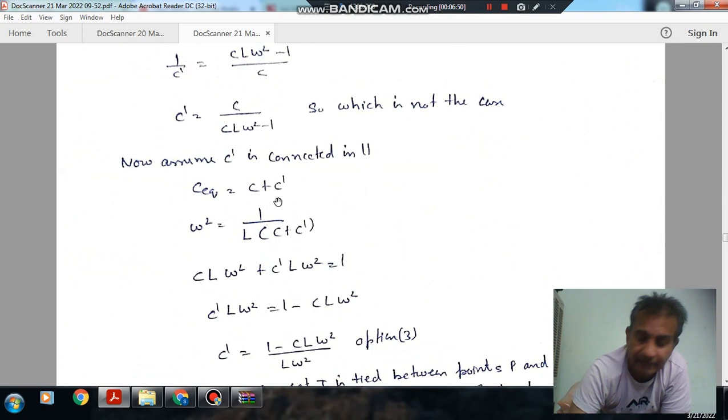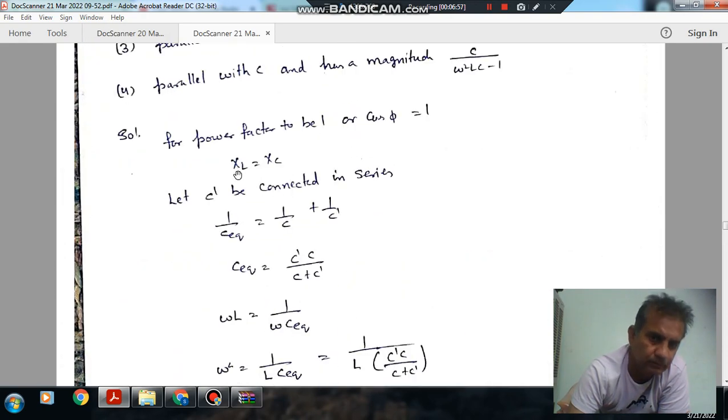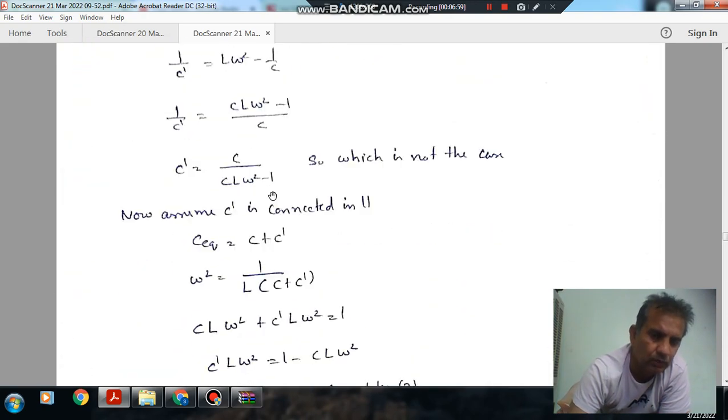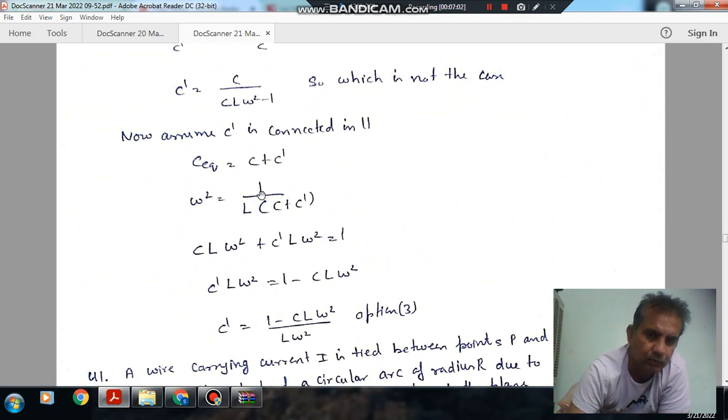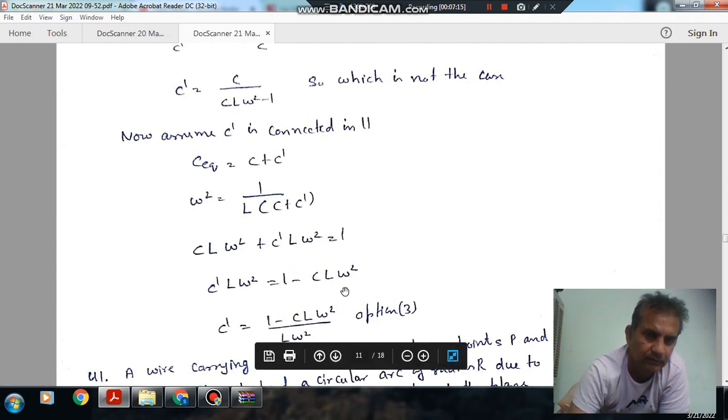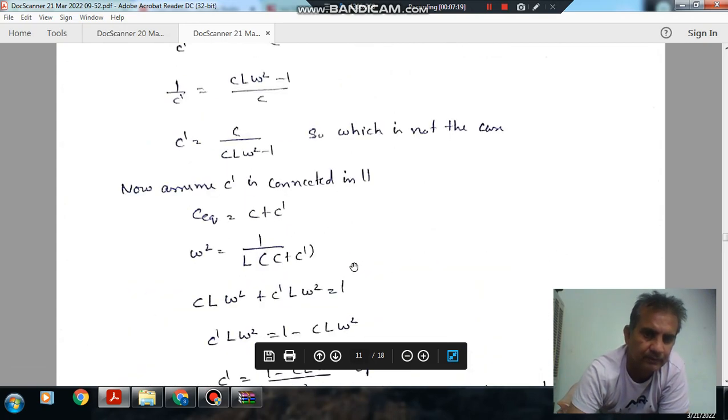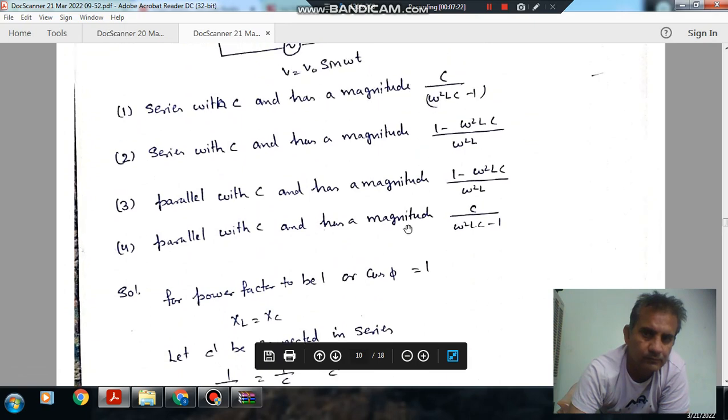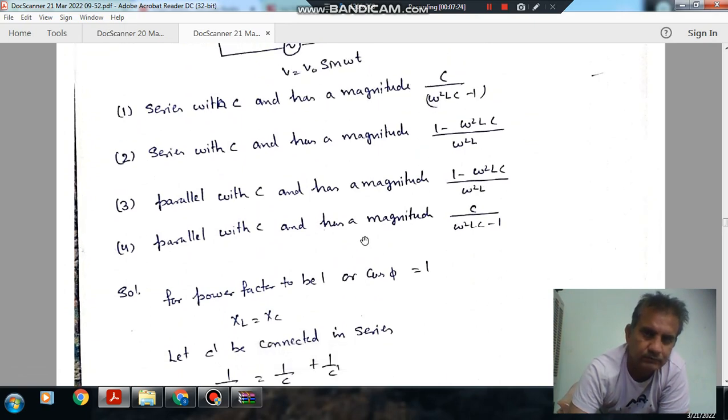When they are connected in parallel, then the equivalent capacitance will be C plus C'. And this condition should be satisfied, XL is equal to XC. So omega square should be equal to 1 by L(C plus C'). For solving this out, we have C L omega square plus C' L omega square is equal to 1, so C' is equal to (1 minus C L omega square) divided by L omega square. Option 3 satisfies the condition, so it is the right answer.